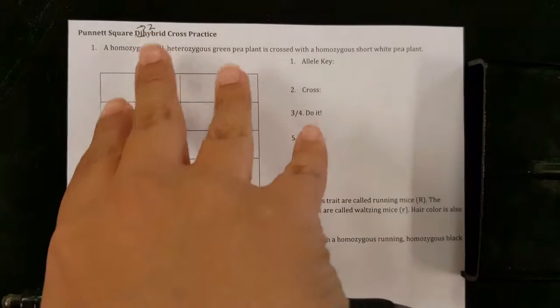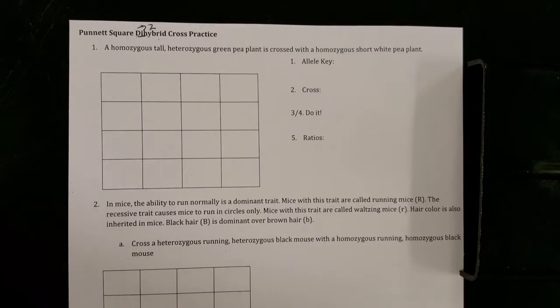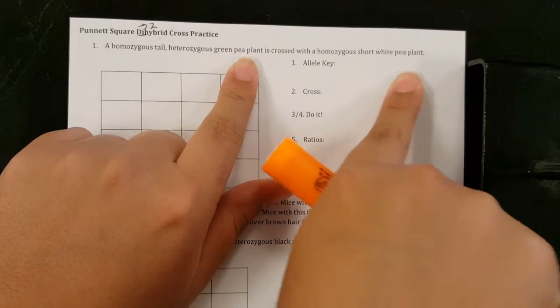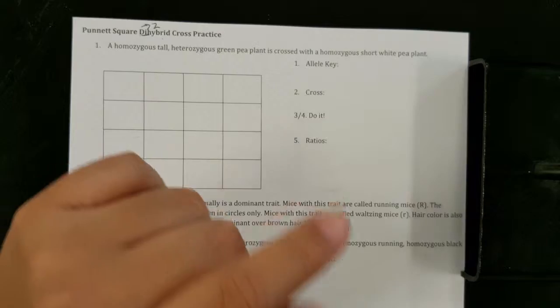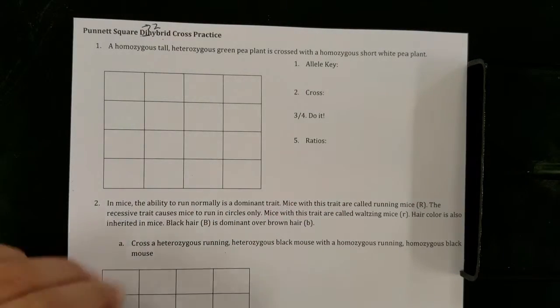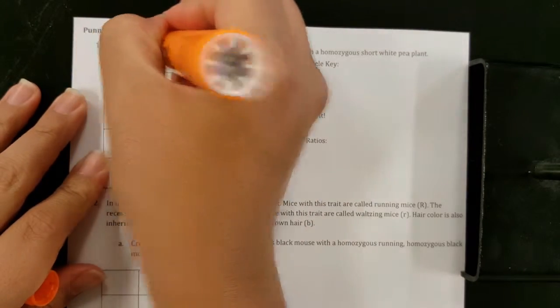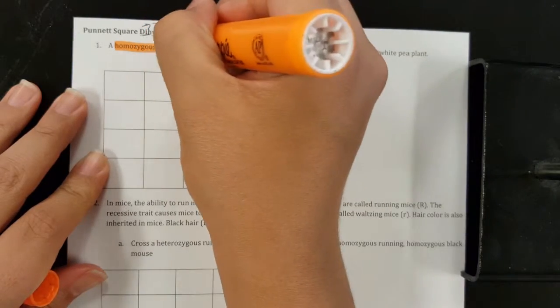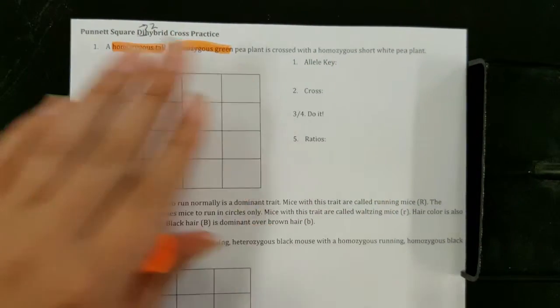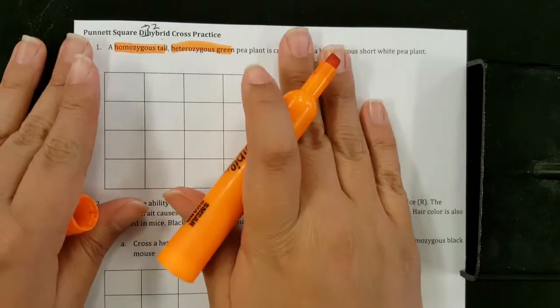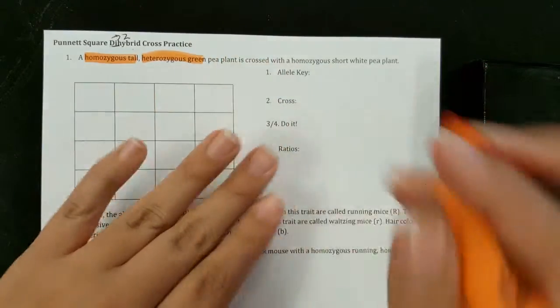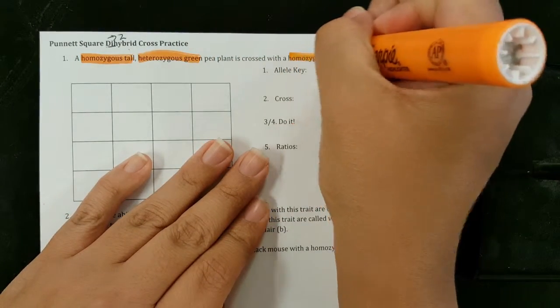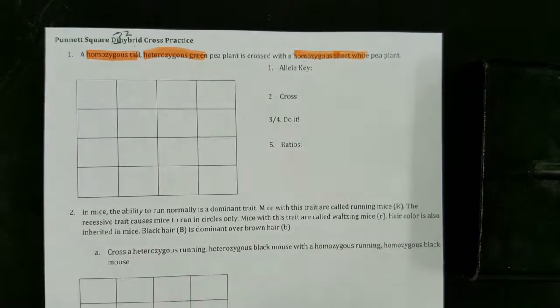So let's take a look at our first example. We're coming back to the pea plants from the original Punnett squares that we did, and we're looking at homozygous tall and heterozygous green. So all of that is describing one pea plant. That's parent number 1. Parent number 2 is homozygous short and white.